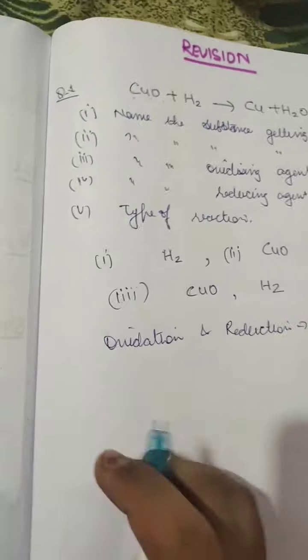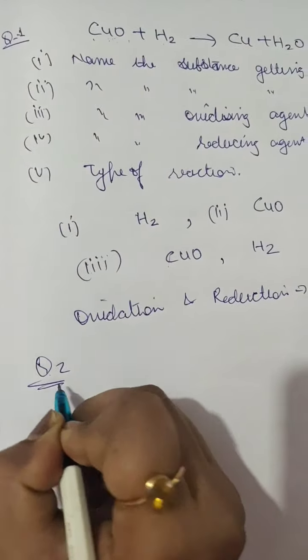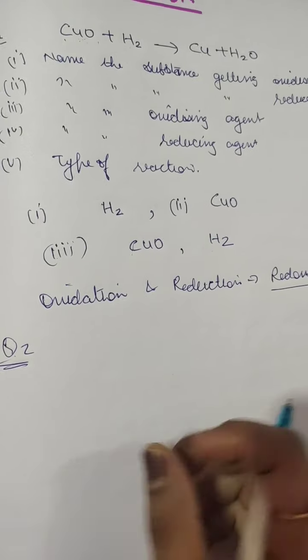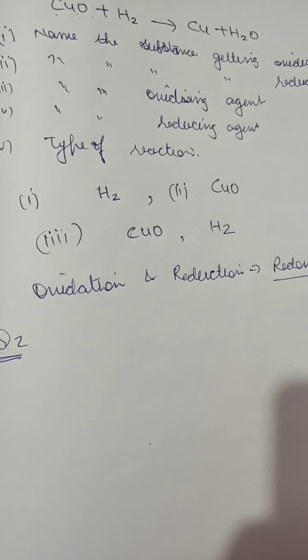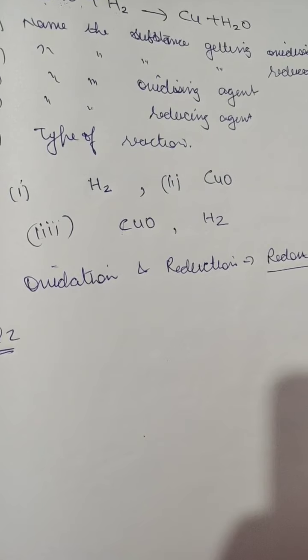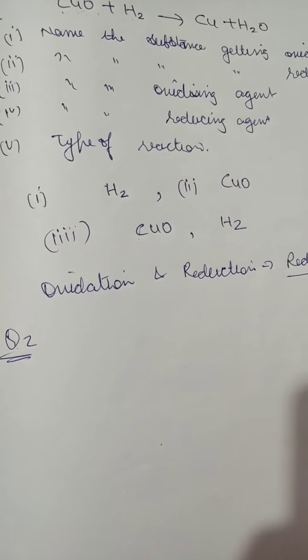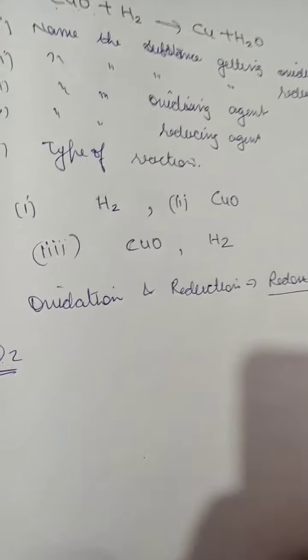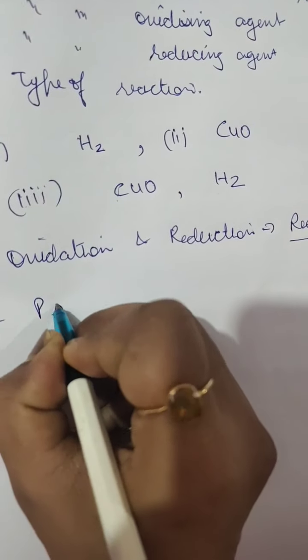Okay, so let's move to the next question now. For example, you will be given some word equations to translate into the form of a chemical equation, and then you have to balance them also. The most commonly asked question all the time is that of potassium iodide. It is asked almost all the time.